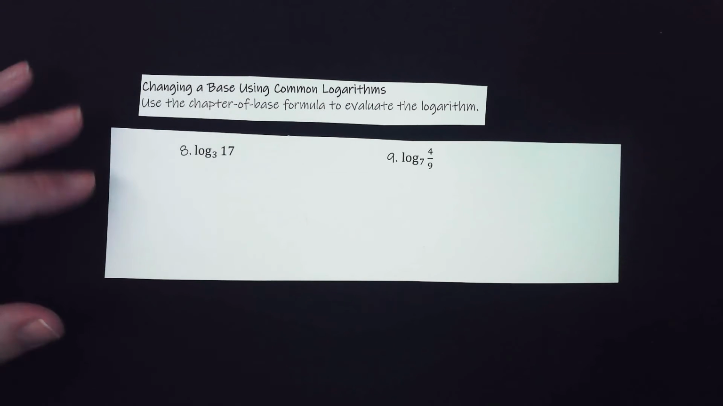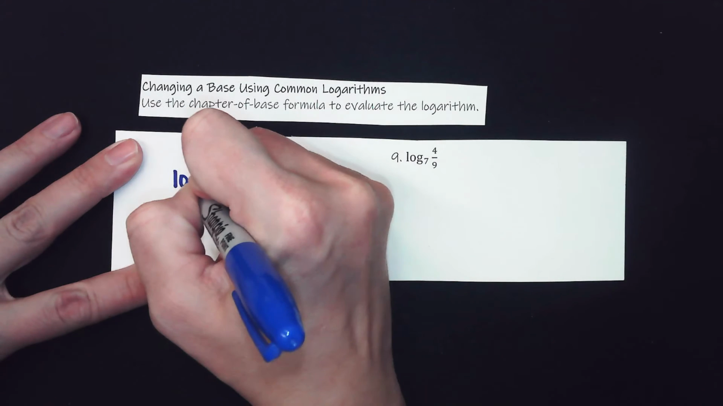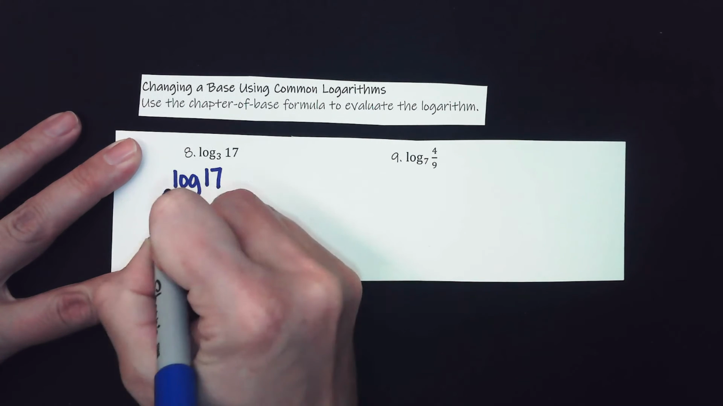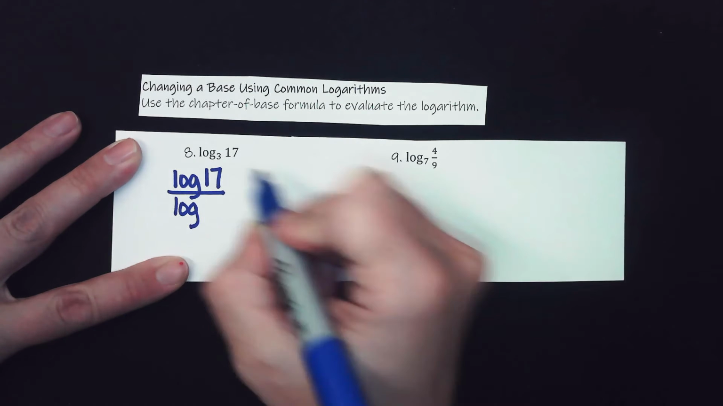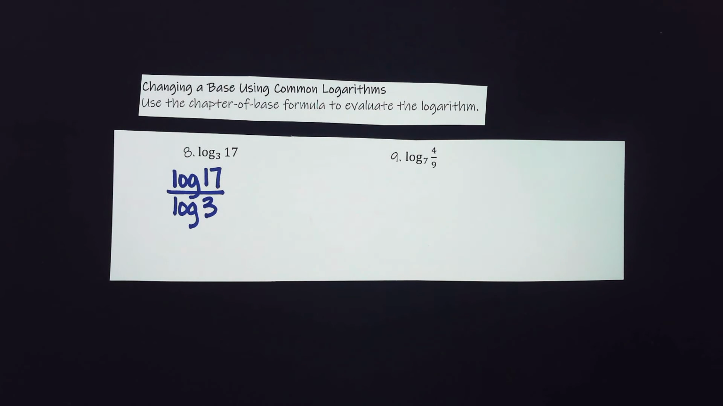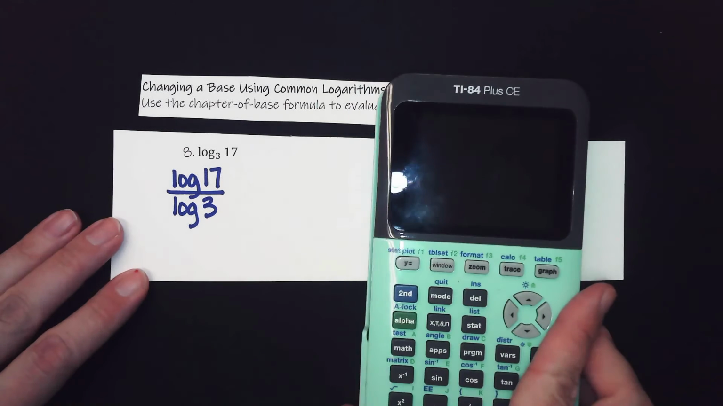Sorry. Okay, so I'm going to use the change of base formula to evaluate these logarithms, because you haven't learned how to use your calculator to type in log base 3 of 17. But I can use the common log button with base 10 of 17 divided by that common log of the base of my original log, which was 3. So we can take our calculator now and solve that.